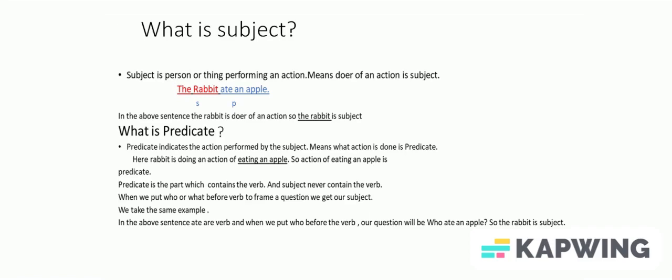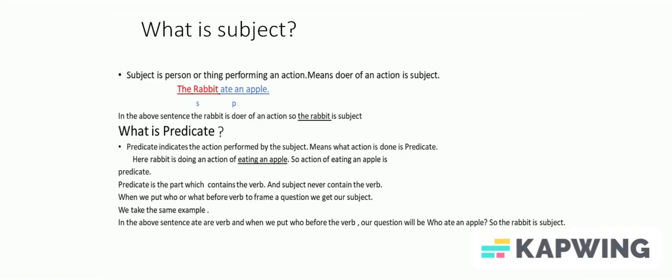And what is predicate? Predicate indicates the action performed by the subject, means what action is done is predicate. Here, a rabbit is doing an action of eating an apple, so the action of eating an apple is predicate. Predicate is a part which contains the verb.